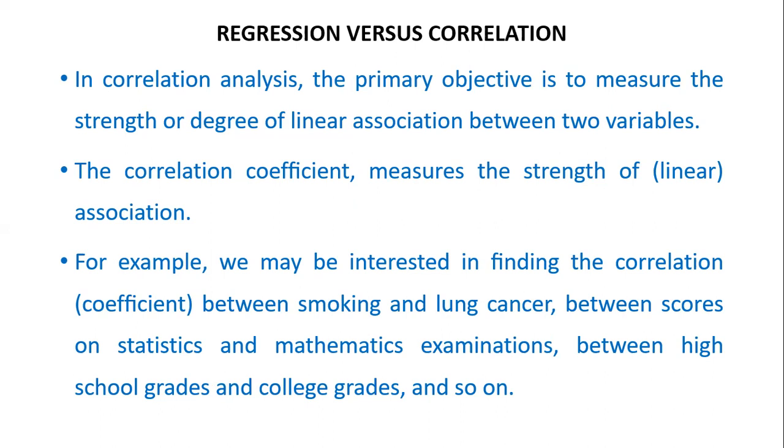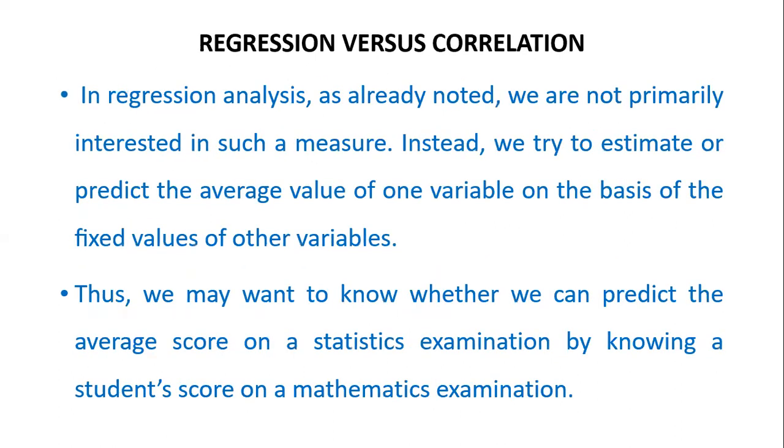So the correlation coefficient measures the strength of linear association between two or more variables. For example, we may be interested in finding the correlation coefficients between smoking and lung cancer, between scores on statistics and mathematics examinations, between high school grades and college grades, and so on.